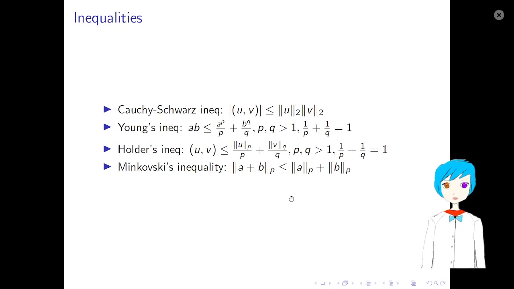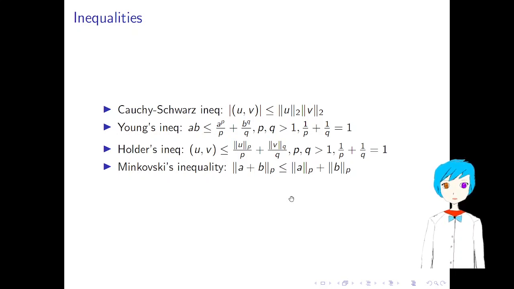So we have several inequalities for vector norms. First, we have the Cauchy-Schwarz inequality that states the inner product of two vectors u and v is smaller than the 2 norm of u times the 2 norm of v. We have the Young's inequality, which states for two numbers, a times b is smaller or equal than a to the power p over p plus b to the power q over q, where p, q are positive and 1 over p plus 1 over q is 1.